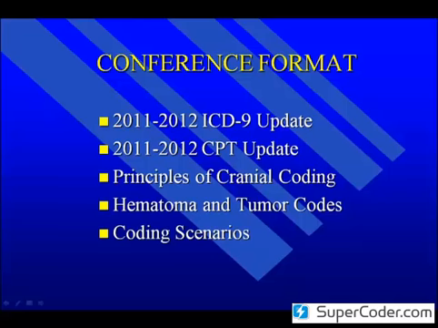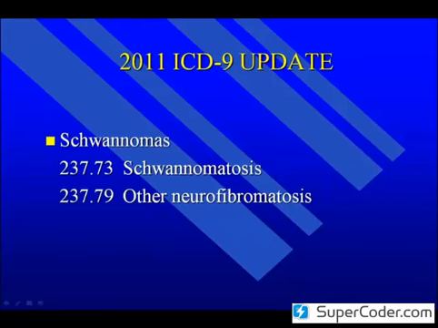On our third slide, we have 2011 ICD-9 changes, and schwannomas, which are tumors of nerve sheaths, are found both in the cranial area as well as the spinal area and along peripheral nerves. And one change that occurred was defining a broad distribution of schwannomas called schwannomatosis with the 237.73 ICD-9 code. And then, as in many of the ICD-9 codes, there's an other category or miscellaneous category which was created.